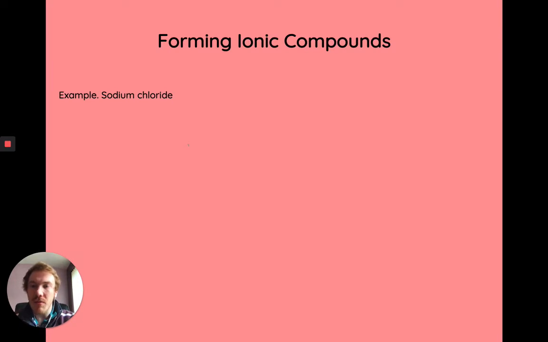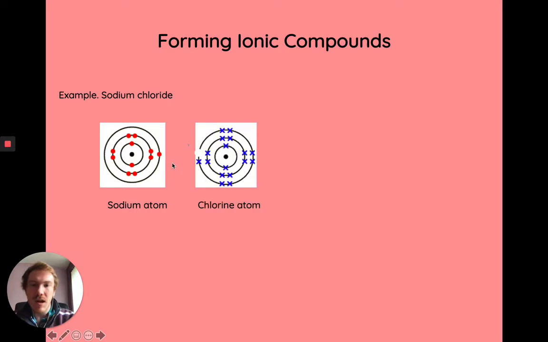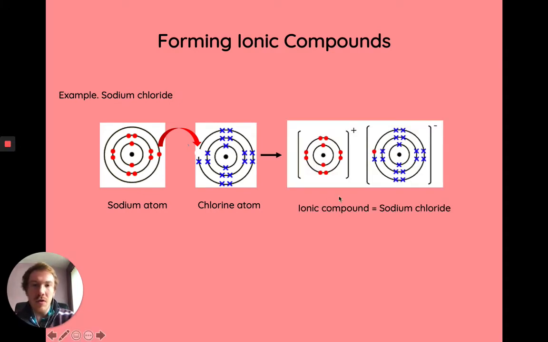So here's an example of sodium chloride. So we start with our sodium atom and spot here that sodium has that 1 extra electron at the outside, and a chlorine which has a gap to fill on its outside shell as well. So that 1 electron will move from sodium to chlorine and will form our ionic compound.